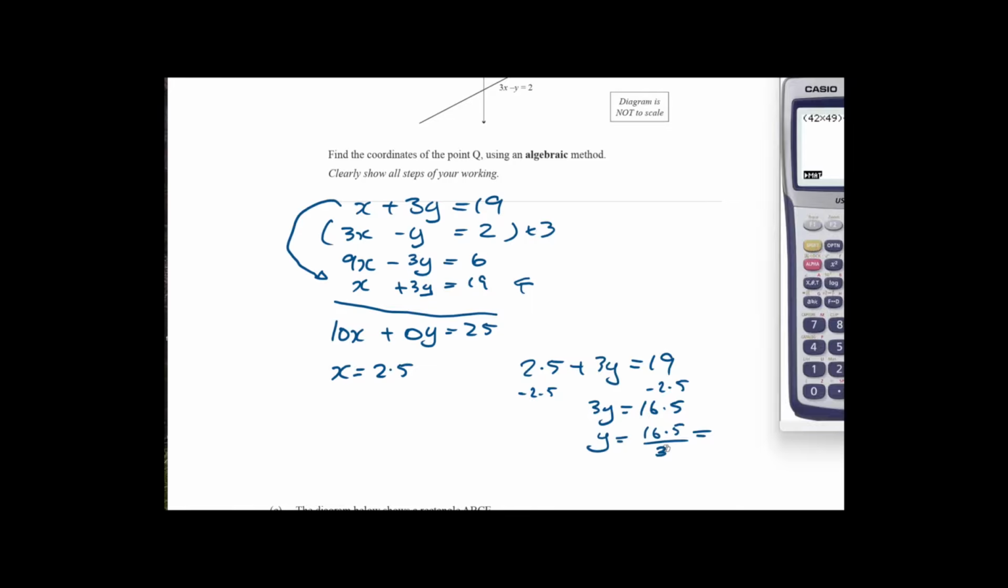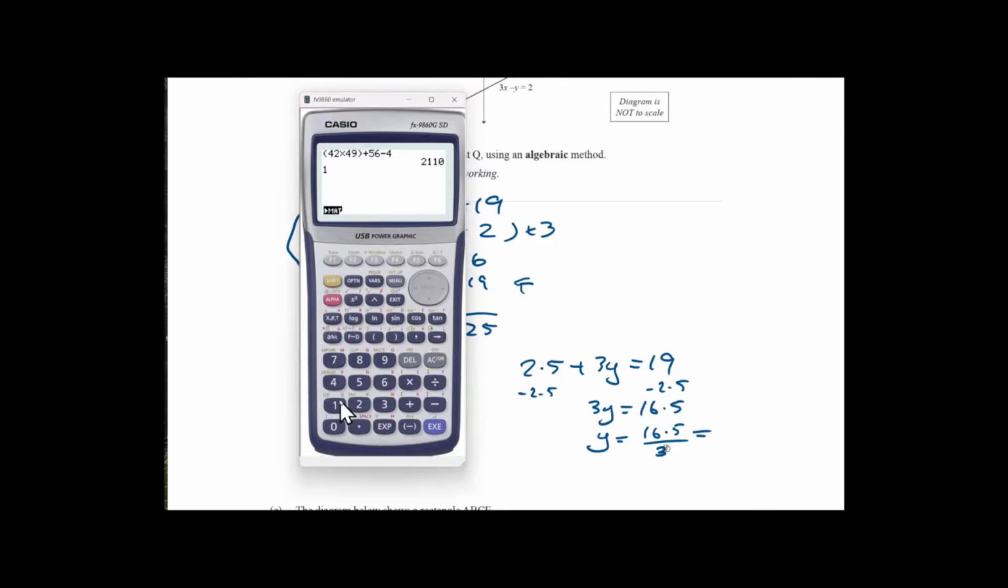off the top of my head. So let's grab our calculator. 5.5. So y is 5.5. So our coordinate where they cross is at 2.5, comma 5.5. Again, lots of different ways we can solve that equation, but let's do it in a system equation way.